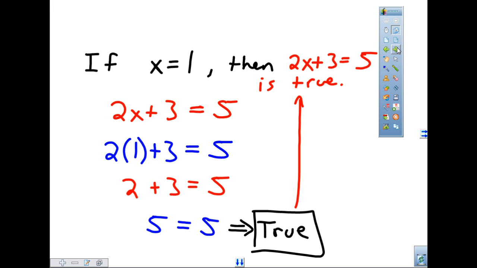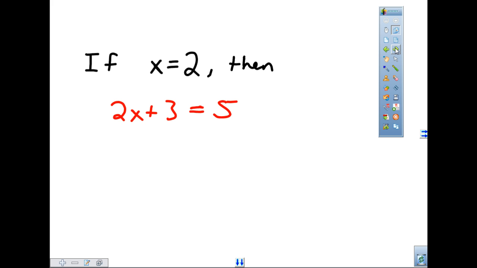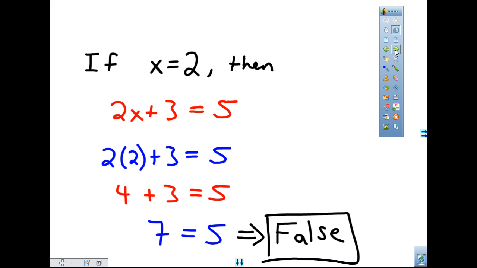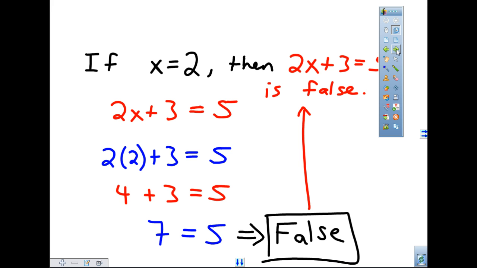Right? So if x is equal to 1, then under that condition, 2x plus 3 equals 5 is a true equation. But what if we change that initial condition? What if we instead decide that we would like x to equal 2? Under that condition, we're going to find that the resulting statement is false. So we start with the equation 2x plus 3 equals 5. We replace the x with the number 2. We follow the order of operations. We multiply first, then we add, and we end up getting 7 equals 5, which is clearly false. 7 does not equal 5. So under the condition that x is equal to 2, 2x plus 3 equals 5 is false.